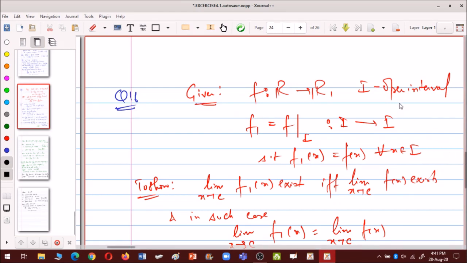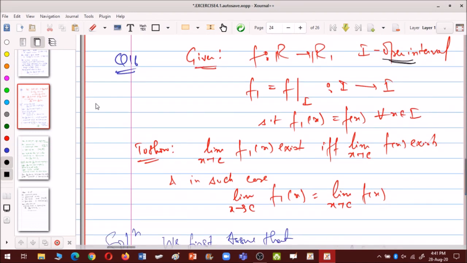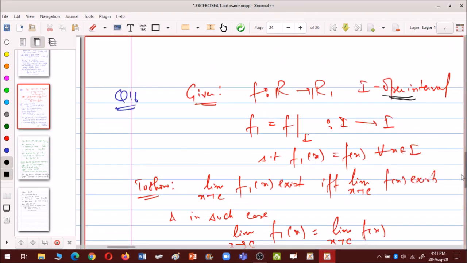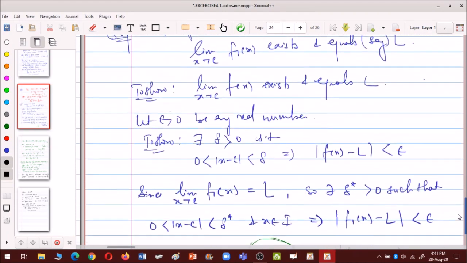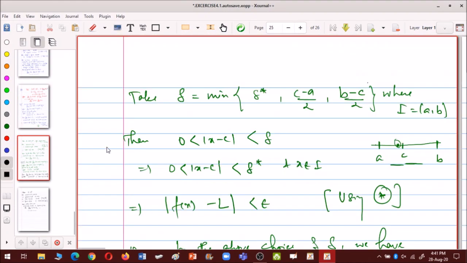In the question it was given that I was an open interval, so where we have used the condition that I is open? If you look at the proof, at this place choosing delta, this was greater than 0 because I was open, otherwise it may fail to be greater than 0, because if I take c equal to a or c equal to b, then I cannot choose such type of delta. So in the proof I have used the openness of I at this place.